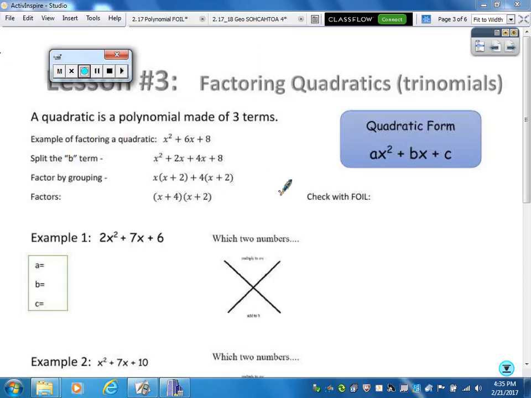Today's the big day. We are learning factoring quadratics. Quadratics are trinomials. This is one of the biggest skills you'll ever learn in algebra. Just think of a lot of things in life that you do, such as maybe you go outside and play soccer, and you kick the ball in the air, and you want to know where that's going to land.